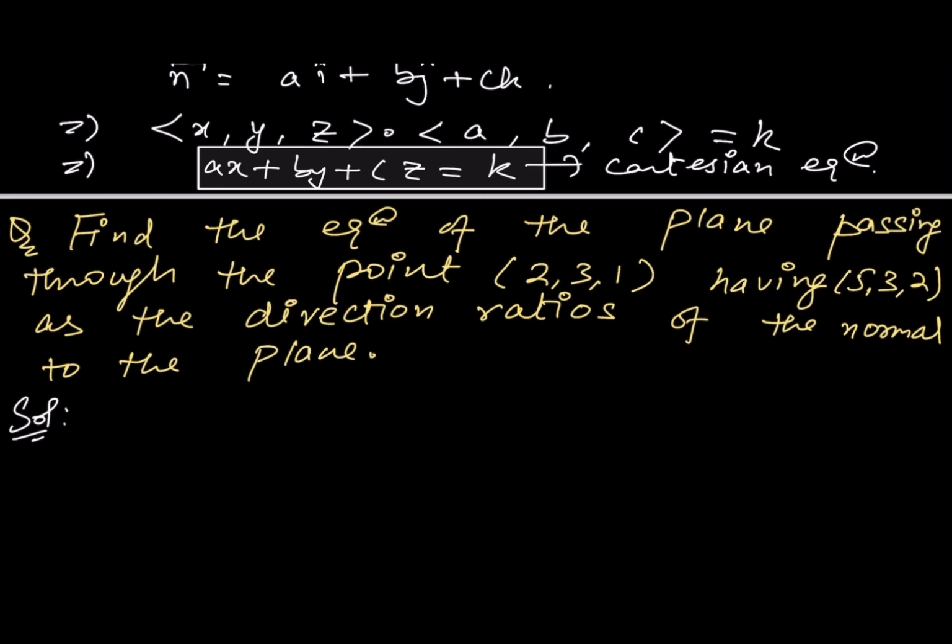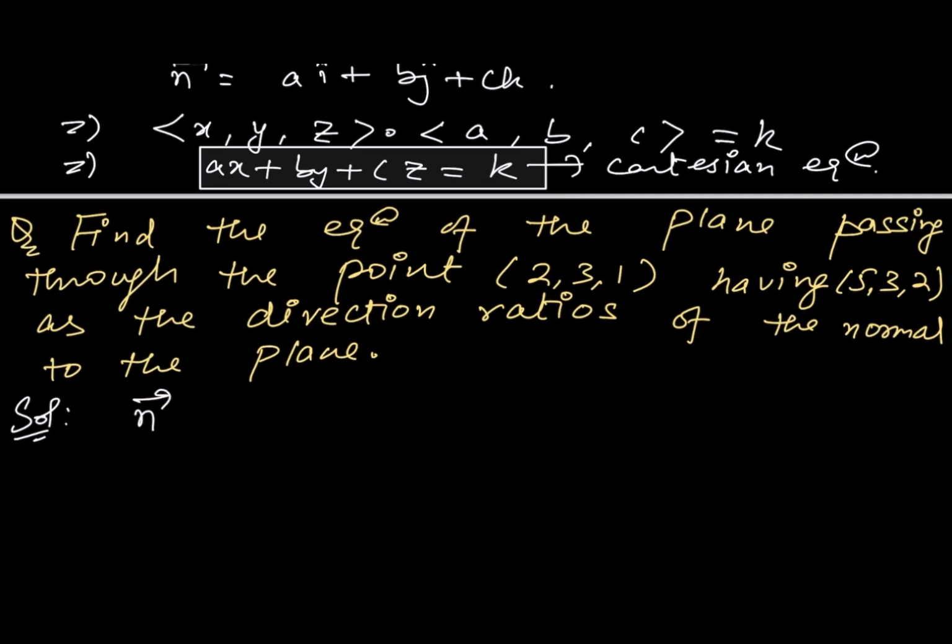If you know the direction ratios of the normal, then you can write the normal as well. If direction ratios of the normal are given, then the normal can be written directly. So if direction ratios are 5, 3 and 2, then n vector can be written as 5 i cap plus 3 j cap plus 2 k cap. And a vector is also given, which is 2 i cap plus 3 j cap plus k cap.